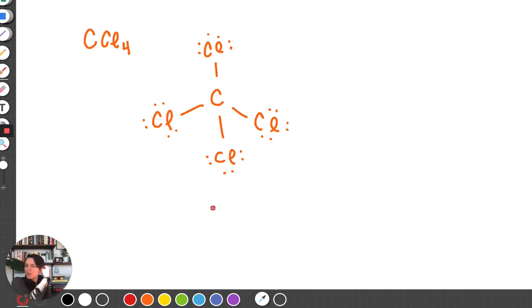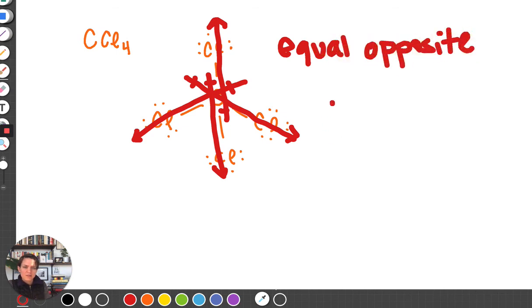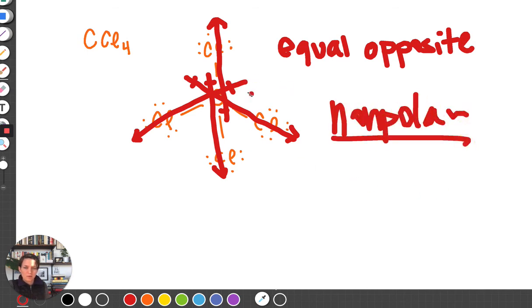Okay, so here we have that tetrahedral configuration. Carbon is less electronegative than chlorine. So we can think about drawing all of those dipole arrows, like so. And so these are equal and opposite. So this is nonpolar. We have polar covalent bonds, but the molecule is nonpolar.